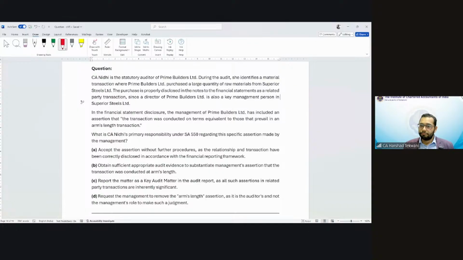So it will be B as per me. B, okay. Anyone else with some different answer? Sir, for me also the answer is B, sir. The reason I am not choosing C is that the key audit matter is not for a listed company. Okay.